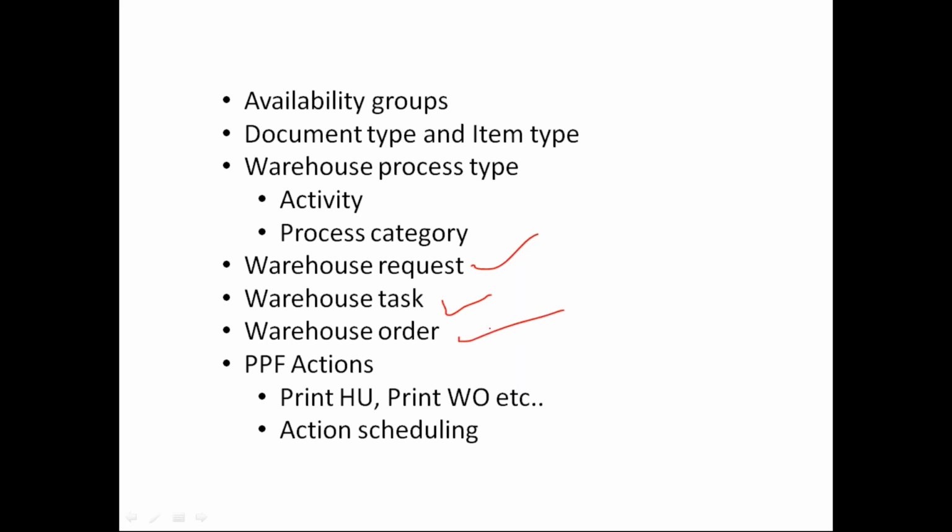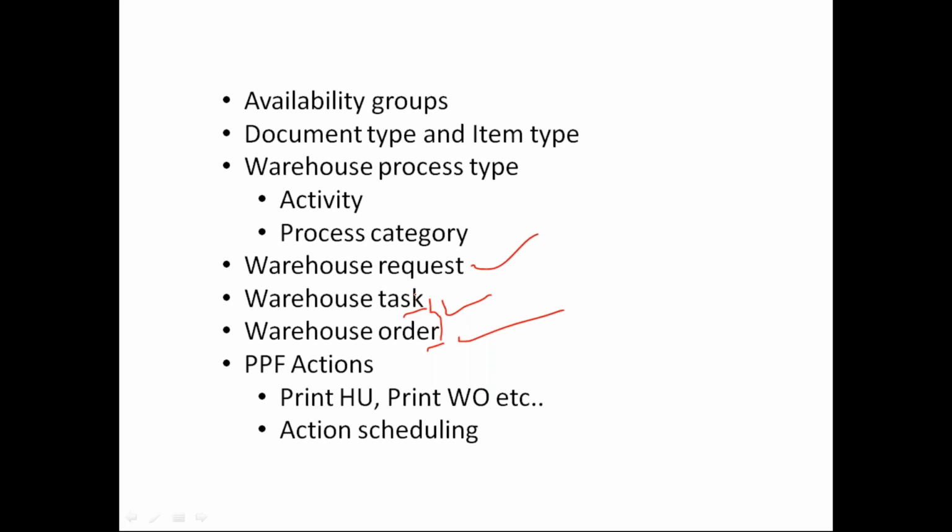In WM, you have a transfer order and transfer requirement, right? So don't compare this warehouse task and warehouse order with transfer requirement and transfer order. So this warehouse order you can compare with the TO, but warehouse task is not equivalent to TR. Warehouse task is nothing but line item of a TO.